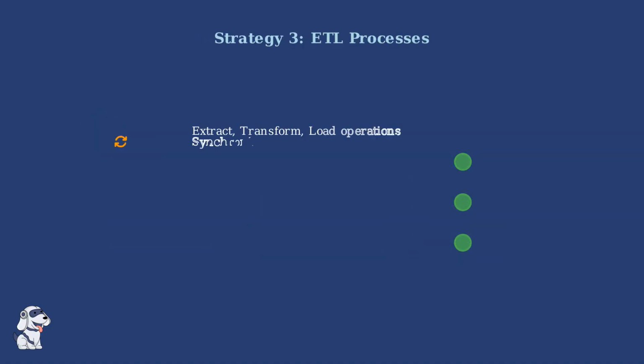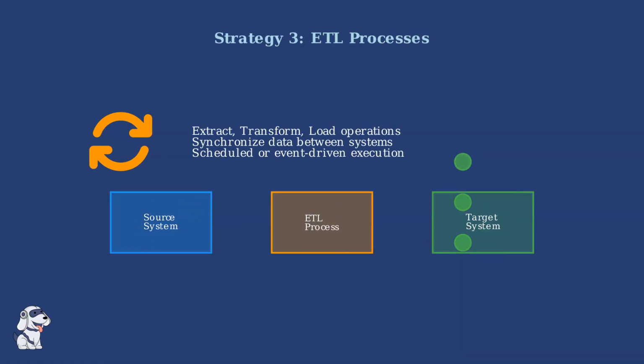ETL processes provide the third strategy for maintaining consistency across different systems. These processes extract data from source systems, transform it according to business rules, and load it into target systems, ensuring synchronized data across the enterprise. ETL processes can run on schedules for batch synchronization or be triggered by events for near real-time updates. They are particularly useful for maintaining consistency between different database systems or when integrating with external data sources.